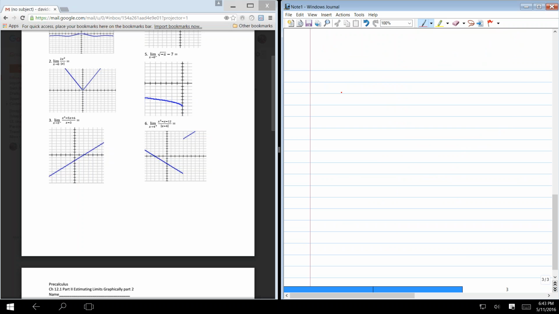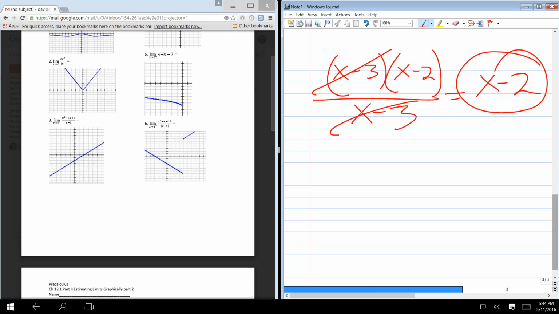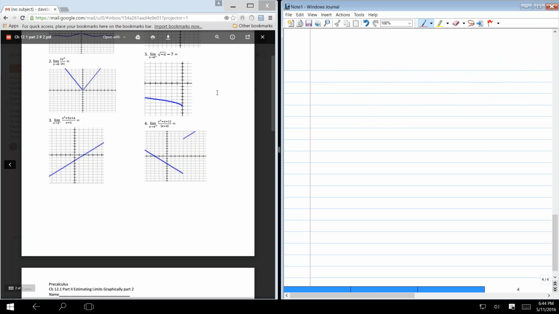And just to do the algebra, the top factors into x minus 3 times x minus 2 all over x minus 3. We would cancel those and be left with x minus 2. What's the limit of that as x goes to 3? 1. So algebraically it agrees. But the other concept is really important, and it looked like you were missing it a little bit.